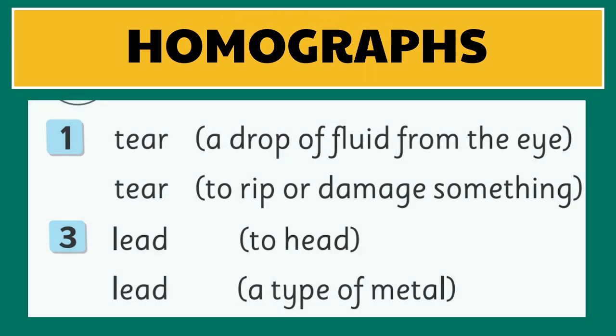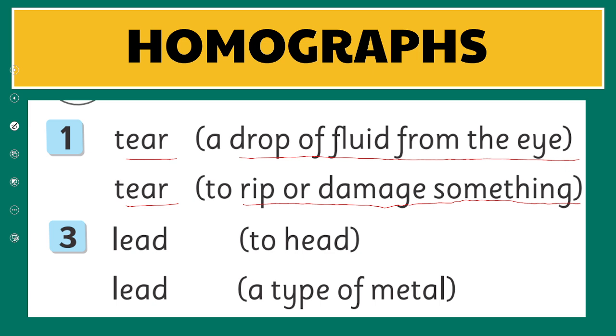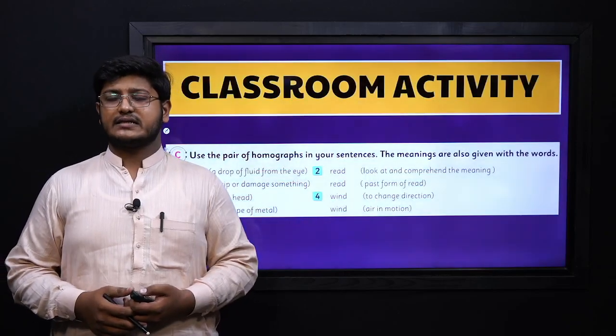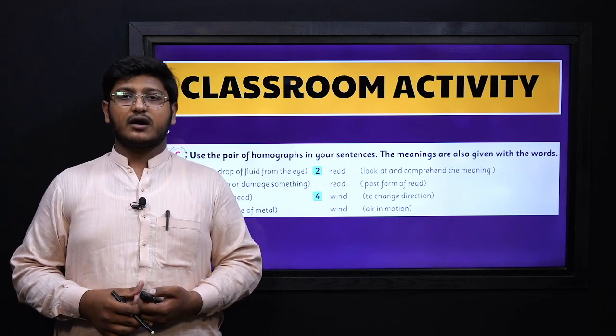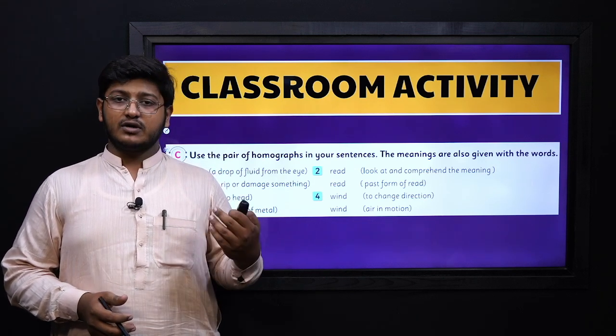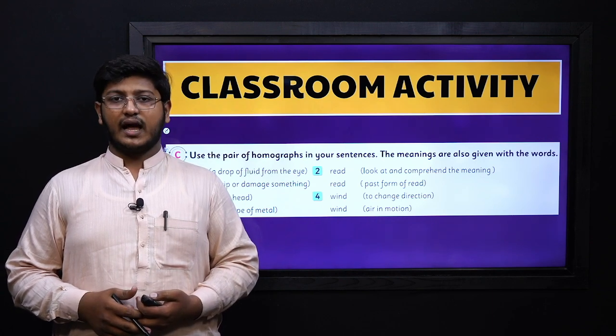Let's go further. Here we have some other examples like tear, a drop of fluid from an eye, or tear, to rip or damage something. Lead and lead. So there are different types of homographs as I have mentioned earlier. So I hope you guys have understood what homographs are and how they occur in the language. According to the knowledge of the homograph, kindly attempt this classroom activity.